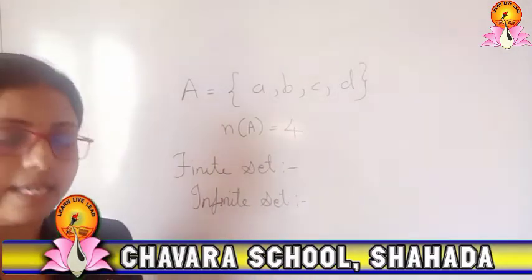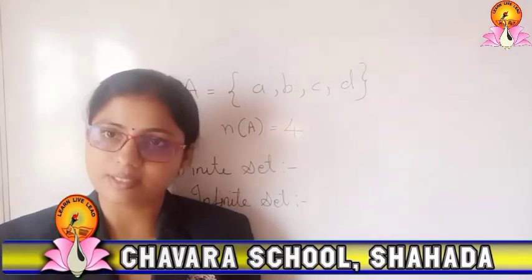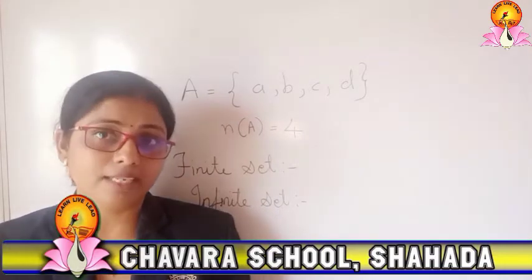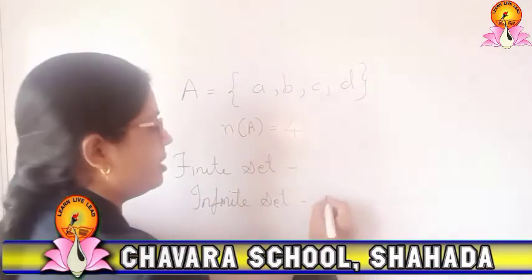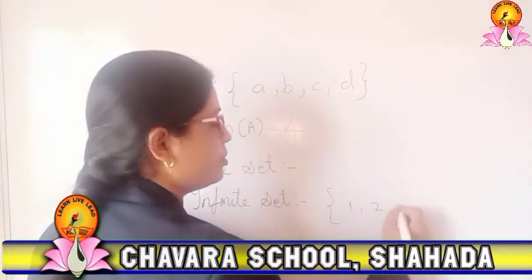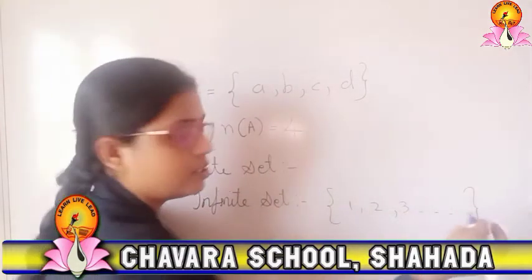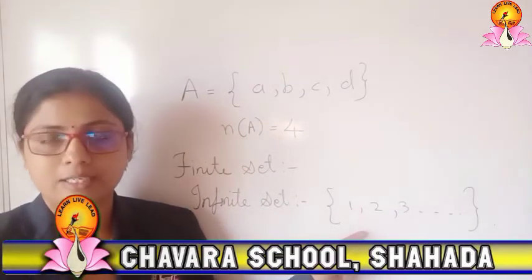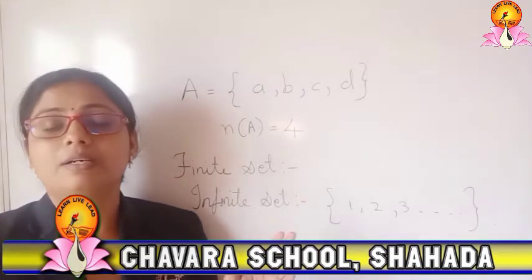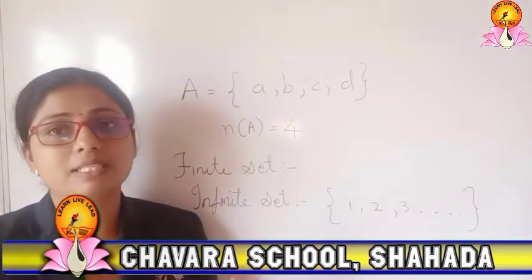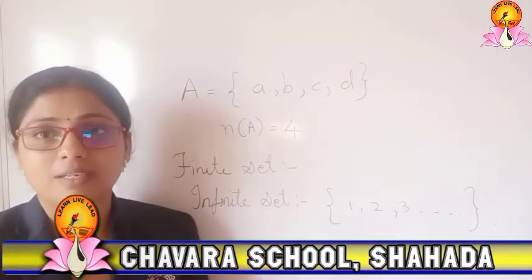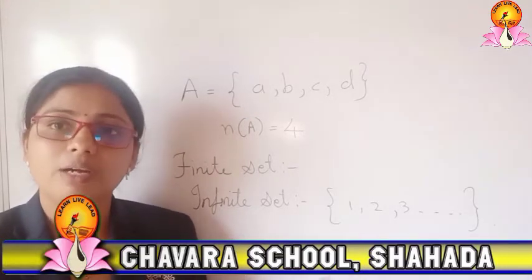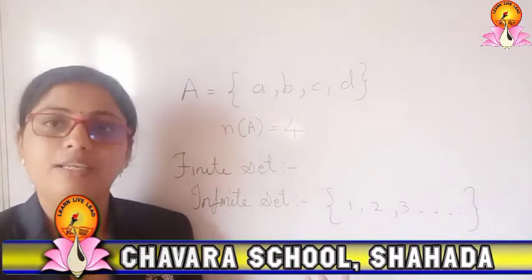Infinite set is nothing but where no limitation is given to you. If I say the set of natural numbers, is there any limit? No, because natural numbers start from 1, 2, 3 and go up to infinity. There is no ending. So these are infinite sets, meaning there is no limitation. For example, if I say the people in Shahada, that forms an infinite set because we cannot count each and every one. Yes, so that is an infinite set.